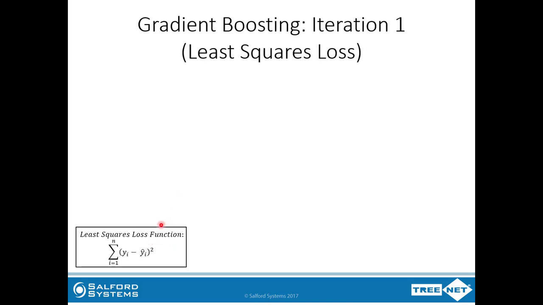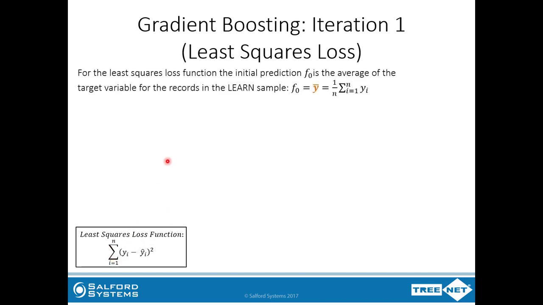Okay, so remember we have a least squares loss function, which is given here. And as I mentioned, for the least squares loss function, the initial prediction, which we denote with f0 here, is just the average of the target variable for the records in the learned sample. So f0 is just going to be y bar, the sample mean for the target variable.